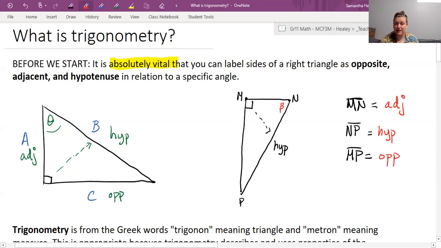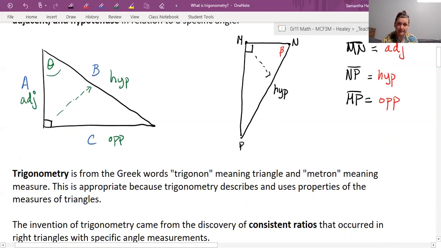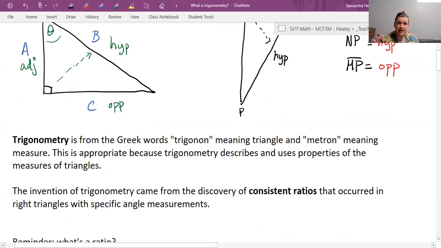So again, it is absolutely vital that you can do that. If you're still not feeling it, go back to the practice questions from last week and redo them, because that's the silliest thing to make a mistake on. Okay, so moving on. So again, the idea of this lesson is that you get the point of trigonometry and why it's a thing and what we're actually doing.